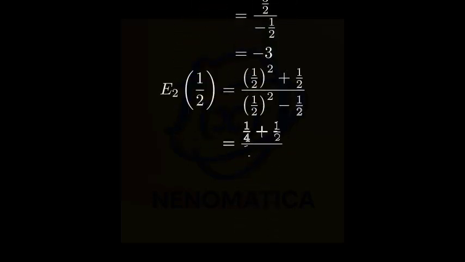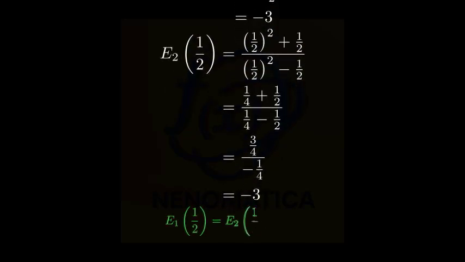For the second expression with x equals 1/2, we have 1/2 squared plus 1/2 in the numerator. 1/2 squared is 1/4, plus 1/2 gives us 3/4. In the denominator, we have 1/2 squared minus 1/2, which is 1/4 minus 1/2, giving us negative 1/4. So we have 3/4 divided by negative 1/4, which equals negative 3. Once again, both expressions give us the same value, negative 3 when x equals 1/2.